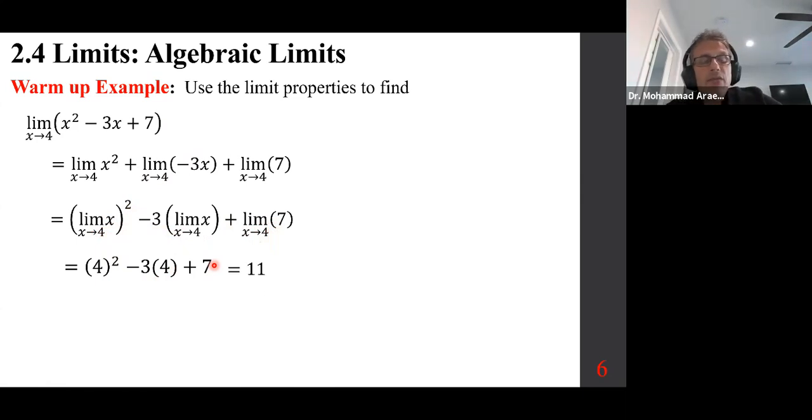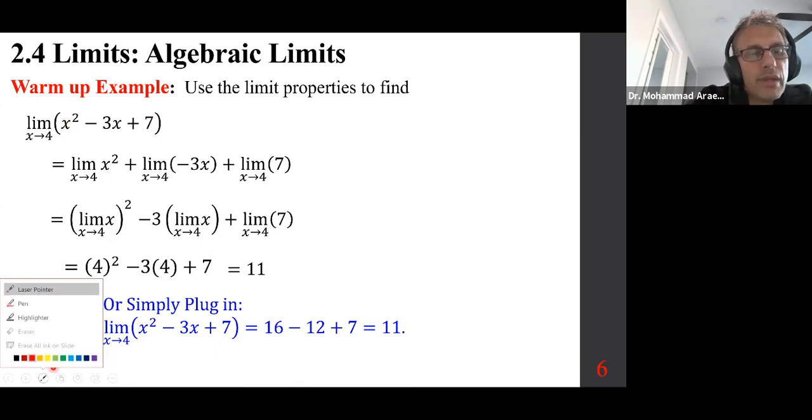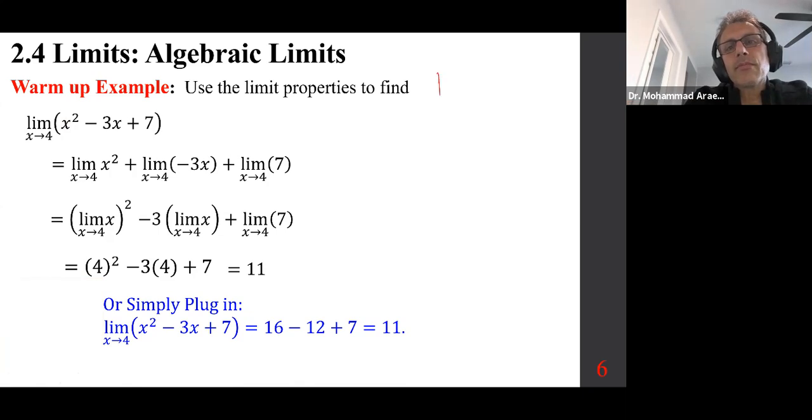However, as I have mentioned before, if you just plug it in the first place and observe, that works out. I wanted you to be exposed to limit laws or limit properties. However, when we plug in, what happens? And that's what I want to remind you of. So plug in and observe. If you get to some number, any number, you're done.